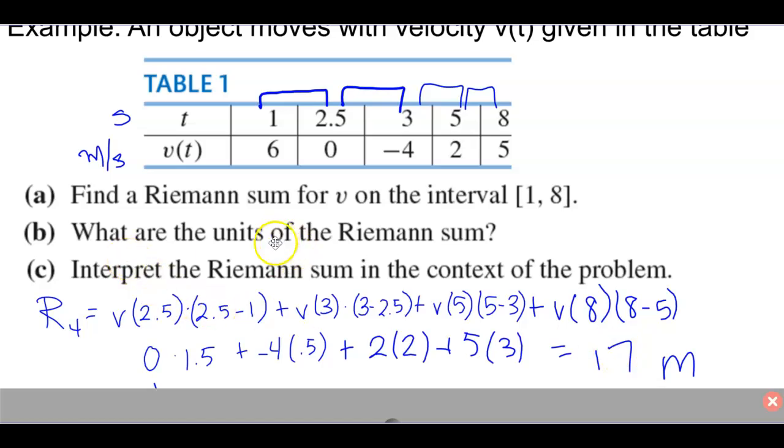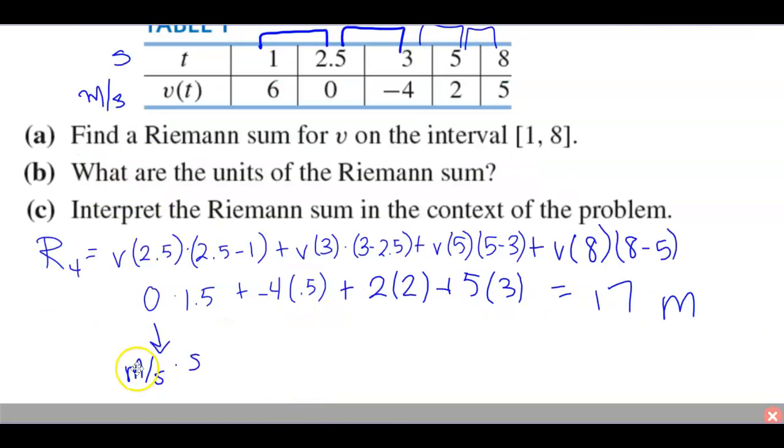What are the units? Now notice what we're doing. We're taking the output, which is meters per second, times the time, which is seconds. If we were to write that out, meters per second times seconds, the seconds go away, and you're left with 17 meters. So what does that mean? That means that the area under the curve, or in this case, the distance traveled from 1 to 8 seconds, or over 7 seconds, we traveled an approximate 17 meters. All right, so we just interpret it in the context of this problem.